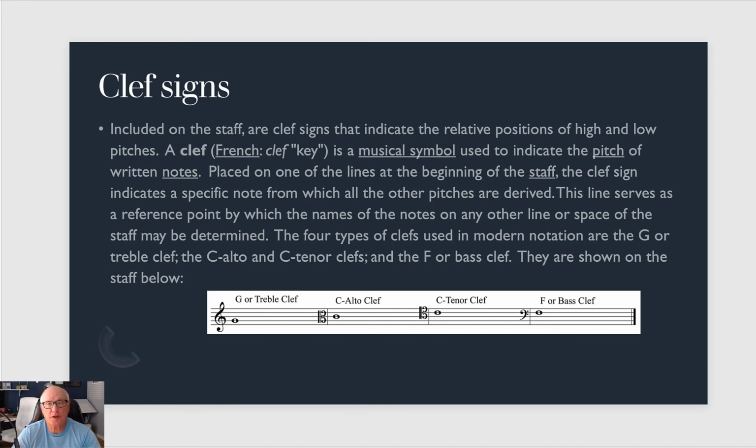So the 4 types of clefs we use in modern notation are the G clef, that's the treble clef. In the picture you see here, the note G is on the G line. The alto clef is called the C clef, and the note C is right on that middle line. You see the 2 swirlies at the beginning of that clef. They surround that line C. There's a C tenor clef, which is very similar, and it just means that middle C, as we would call it on the piano, is on the 4th line. And then bass clef, the little 2 dots around the bass clef line are for F. So they're shown on that particular staff. You'll be using mostly treble and bass clef. We will touch on alto clef occasionally, but you have to know how to write that and understand it.